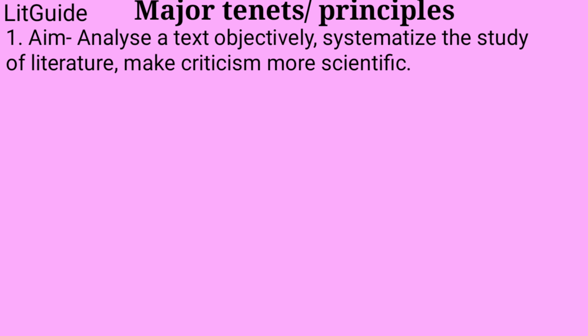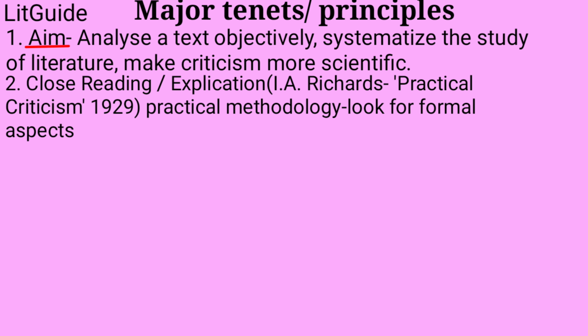First point, new criticism aims at analyzing a text objectively and systematize the study of literature by making criticism more scientific. Second point, new critics look for formal aspects in a text like rhyme, rhythm, meter, imagery, metaphor, irony, etc. This practical methodology of textual analysis is called close reading or explication. This was introduced by I.A. Richards in his work Practical Criticism in the year 1929.